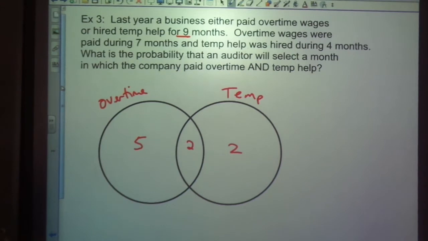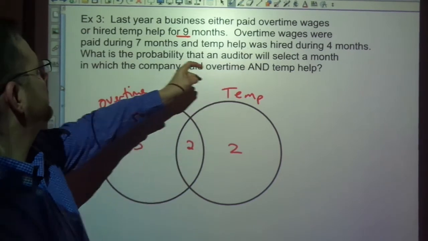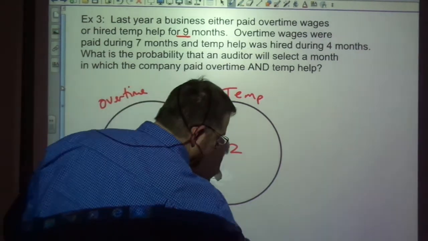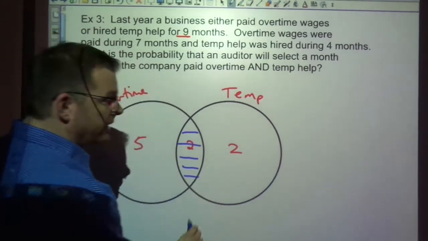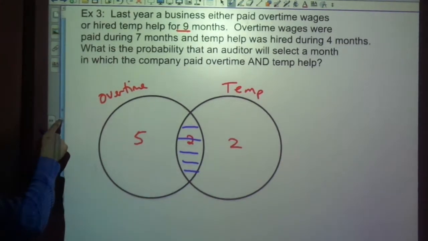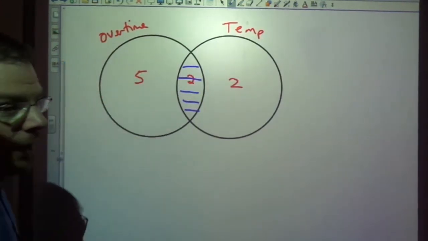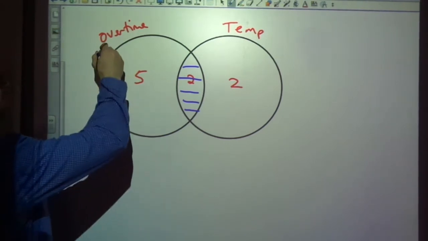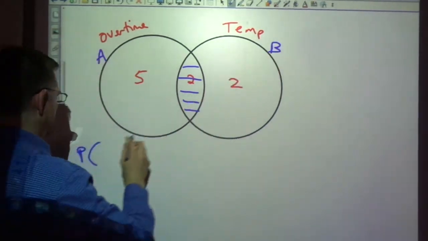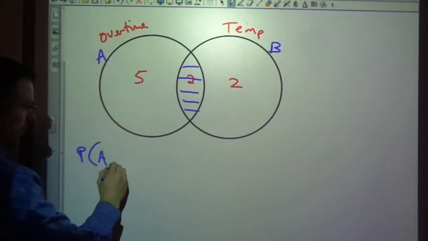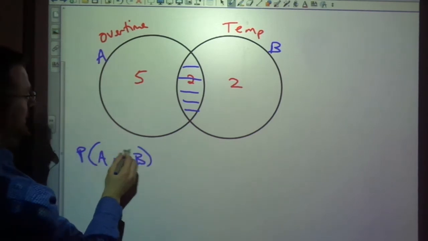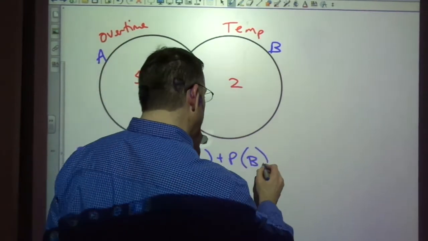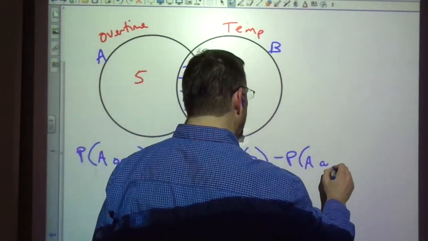Okay? Now here's the question. What's the probability that an auditor will select a month in which the company paid overtime and temporary help? That's right here. Now the picture helps us to see that, right? We could also use the formula. We know, since these are not mutually exclusive, that the probability of, let's call this A, let's call this B, just to be simple, the probability of A or B, according to our formula from the last screen, is A plus B minus the probability of A and B.